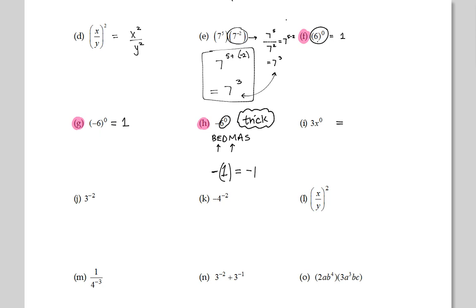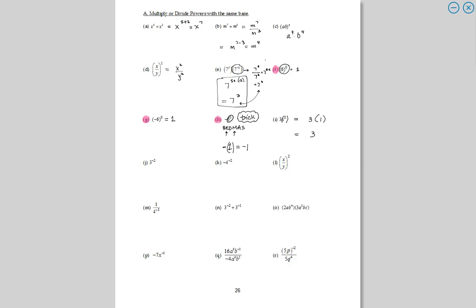Alright, the next one is similar. You have to do your exponents before you multiply. So what's anything to the power 0? 1. 3 times 1, 3. Now I'm actually making pretty good time here, so I think we'll do all of these.